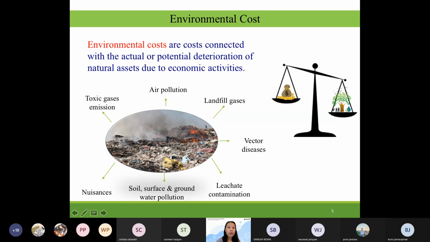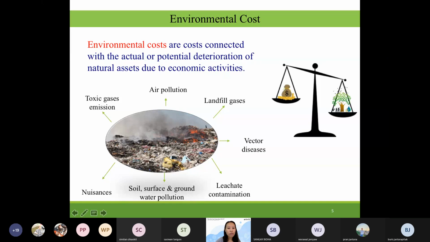And also, if your waste contains toxic material, maybe it can cause toxic gas emission. It's very dangerous compared to general waste, right? That's why it has a high impact on the environment. Maybe the cost of the environment will be higher and higher, right?